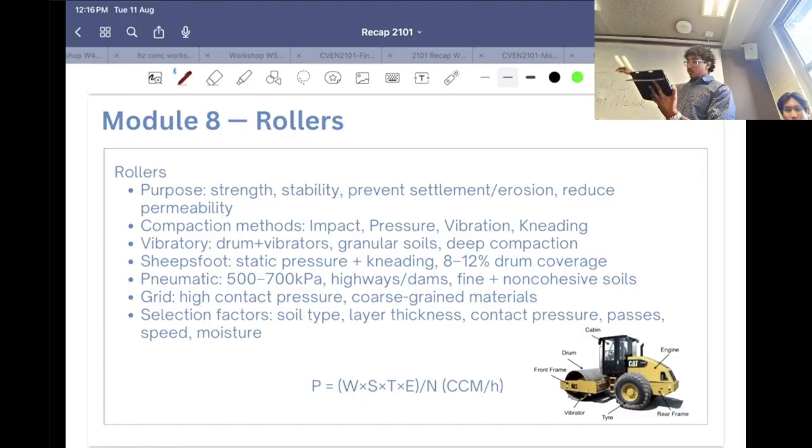Yeah, so I have a read of them. There are 4 different types: the vibratory, pneumatic, grid, and yeah. For this, the way we choose which type of roller to use is based on the soil type, the layer thickness, the contact pressure, passes, speeds, and also just the moisture levels in the environment. And then, compared to the previous ones where they're based on LCM per hour, this one is actually CCM.